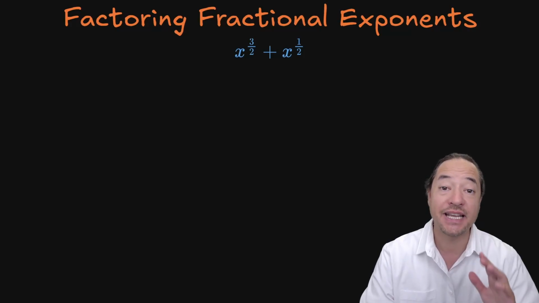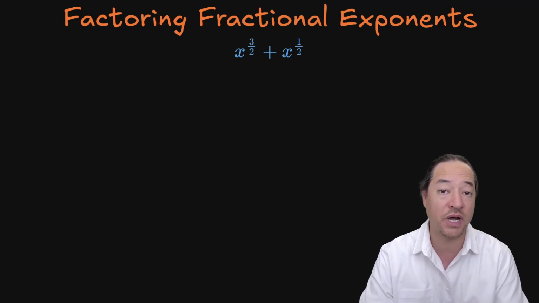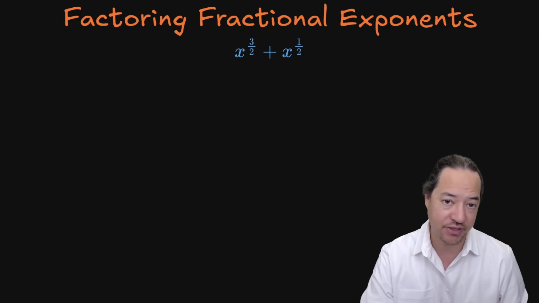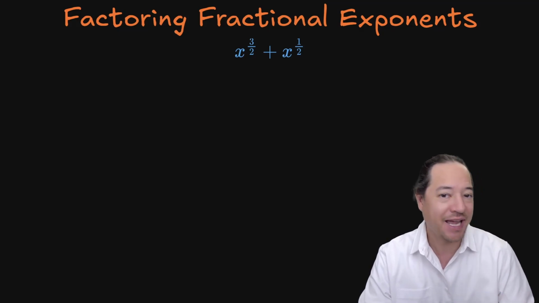Hey there, today we're looking at how to factor expressions containing fractional exponents. Okay, so here's an example, x to the 3/2 plus x to the 1/2. How could you possibly factor this? Well, there must be a greatest common factor if you can factor this, right?